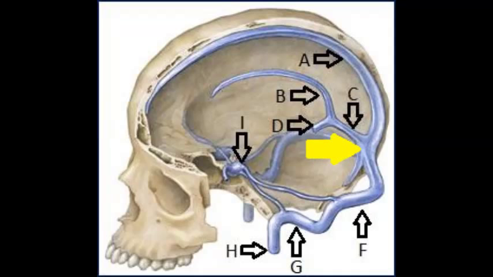Your superior, inferior, and straight sinuses all drain into what is known as the confluence of sinuses, which empty into your transverse sinus, which travels to your sigmoid sinus. All of these sinuses ultimately drain into your internal jugular vein.